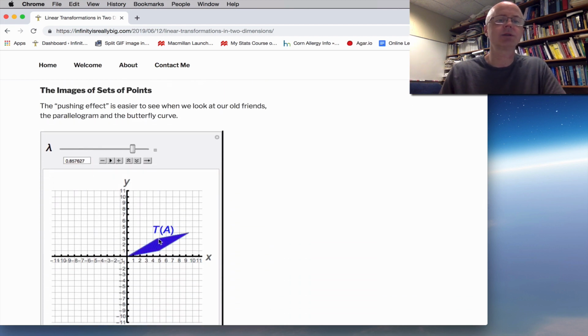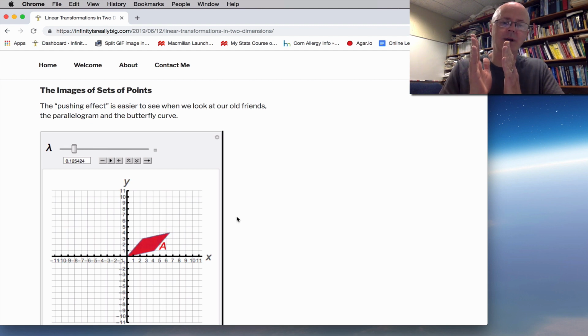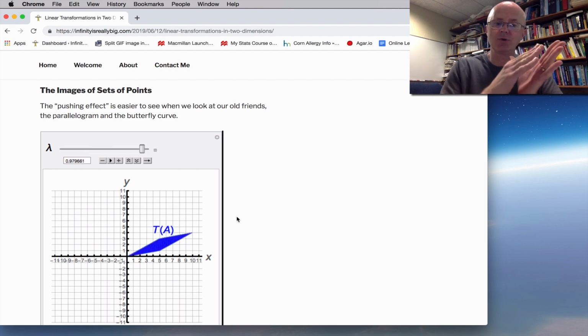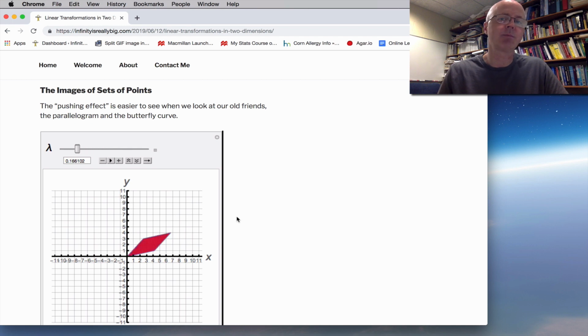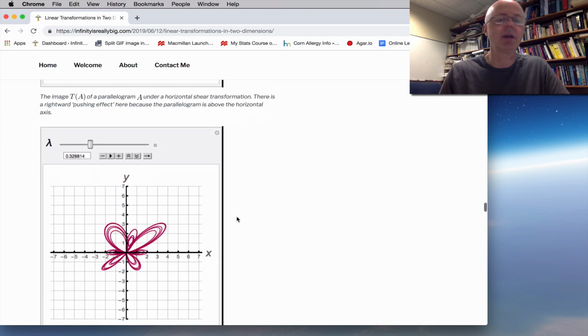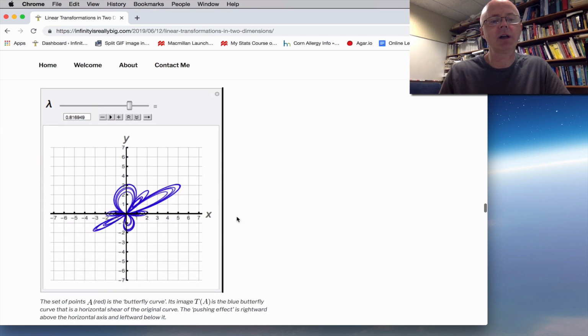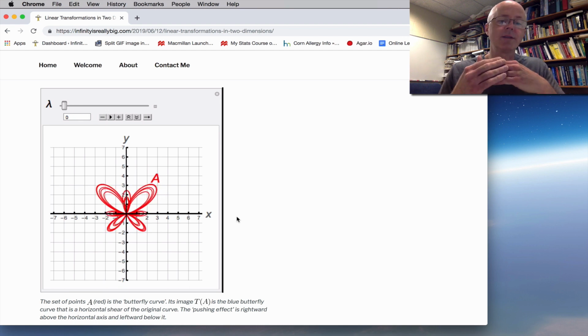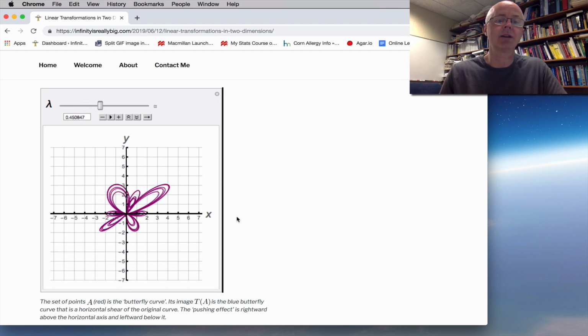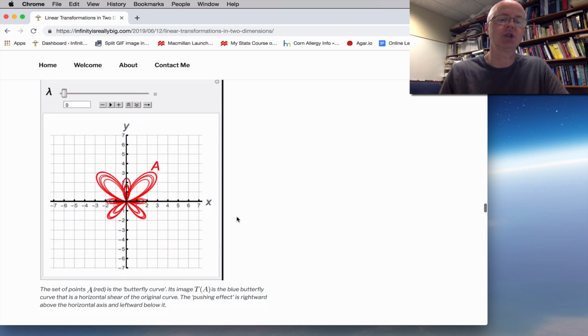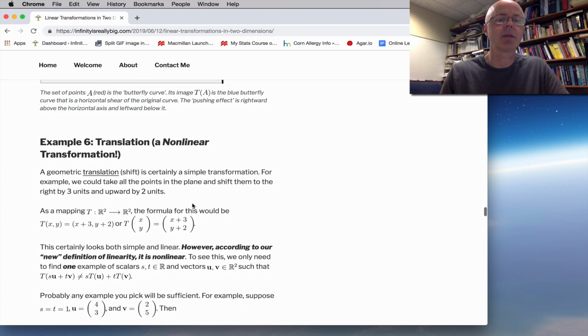Here's what it does to images of sets of points. It has sort of a pushing effect. With a parallelogram here, it's like the parallelogram is getting pushed to the right. This does actually preserve the area of the parallelogram, but it does not preserve distances of points in the parallelogram. Here's what's happening to the butterfly curve. Notice for points that are below the horizontal axis, they are getting pushed to the left instead of the right. This is the shear transformation, and it is linear.